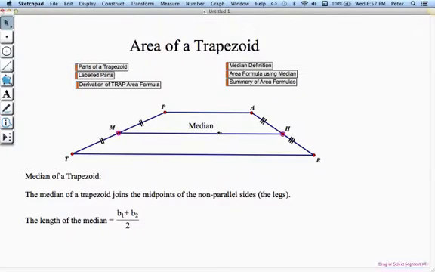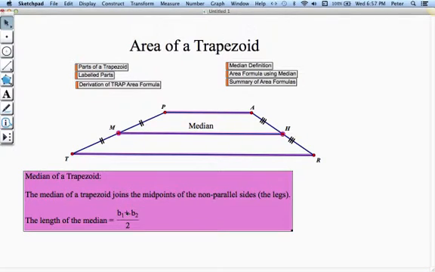So the median, of course, will be parallel to the two bases, kind of like the midline theorem. Another important characteristic of the median is that its length is the average of the two bases. So (b1 plus b2) over 2 is going to be the length of the median. Make sure that's in your notes. Now, how does that play into the area of a trapezoid?